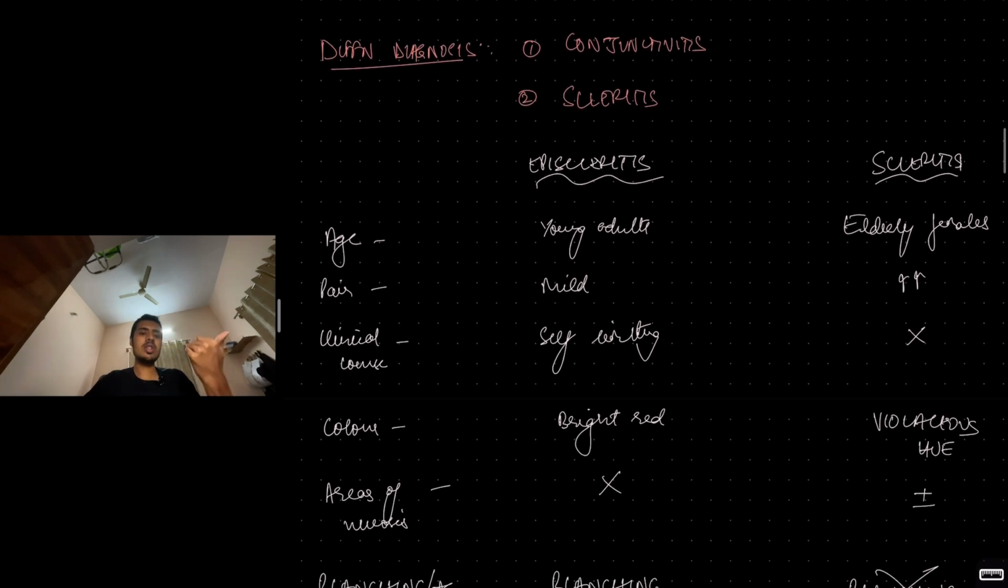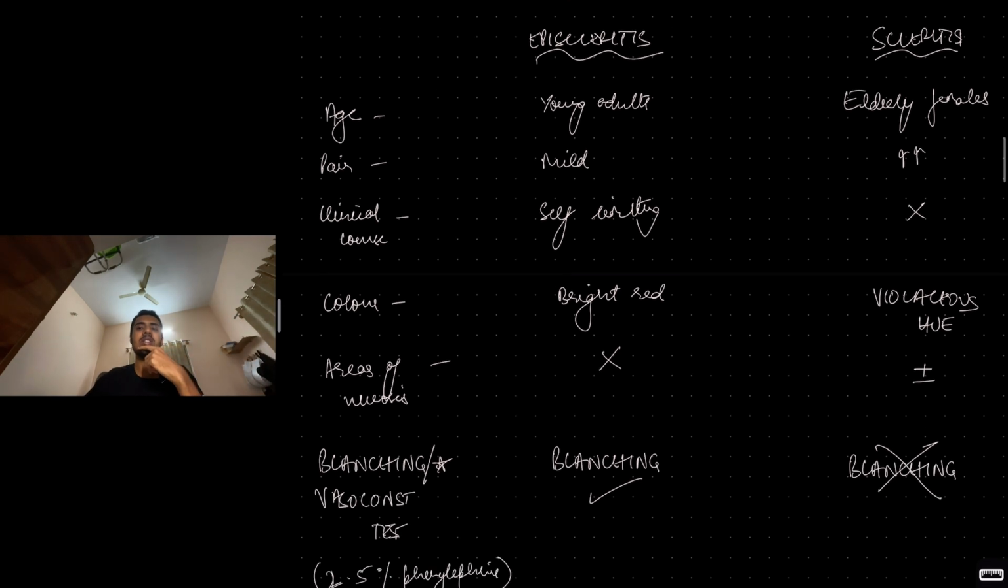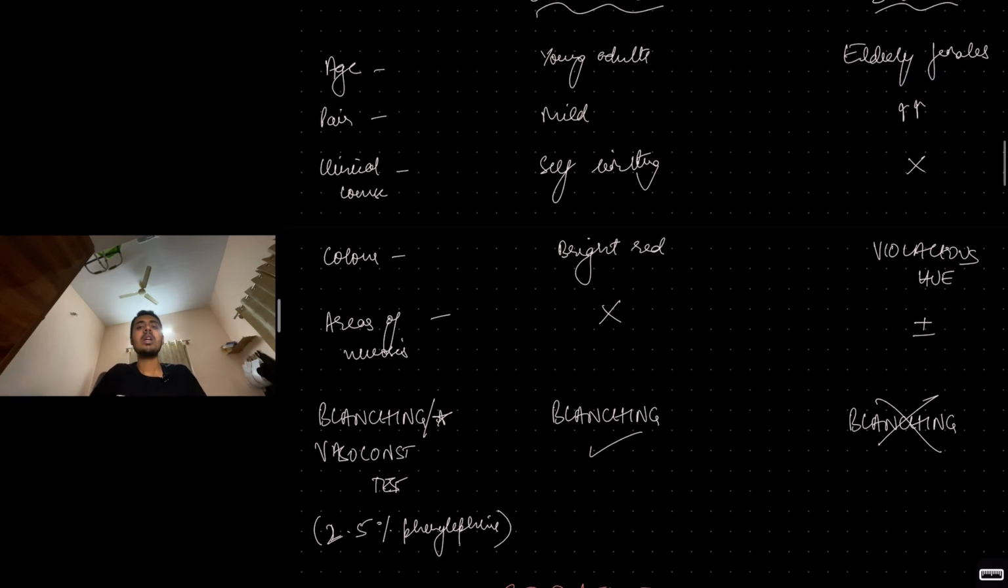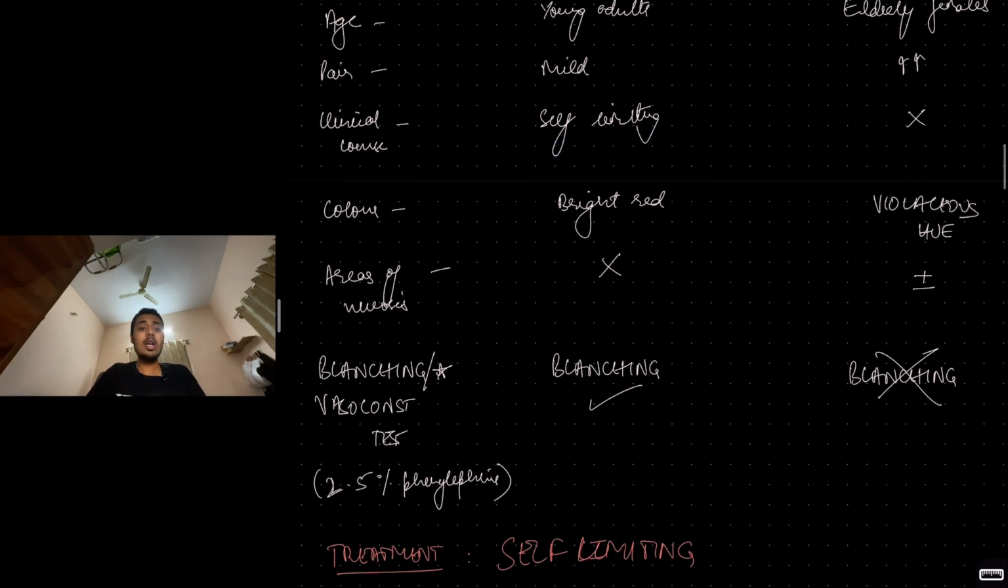Differential diagnosis, it might just be conjunctivitis, red eye. Scleritis versus episcleritis. This is very important. See, episcleritis is seen in young adults. Scleritis is seen in elderly females. Pain, episcleritis, I told you, either it can be absent or it can be very mild pain, discomfort. Scleritis, you'll have severe pain or a moderate amount of pain. Episcleritis is self-limiting. Scleritis, no, it can progress, it can have complications. And I told you the color in episcleritis, it is bright red, the superficial vascular plexus. It is very superficial, bright red.